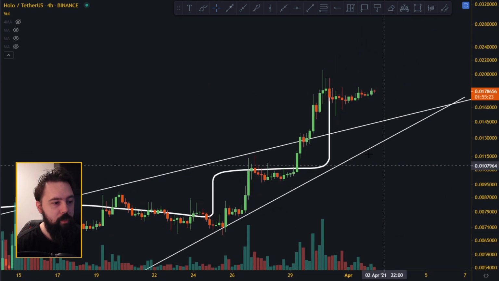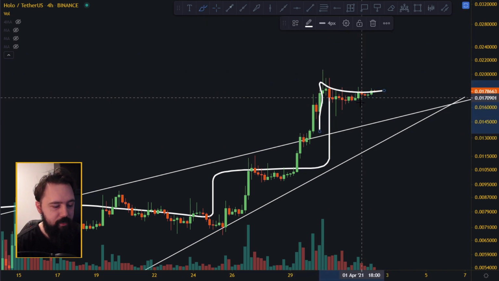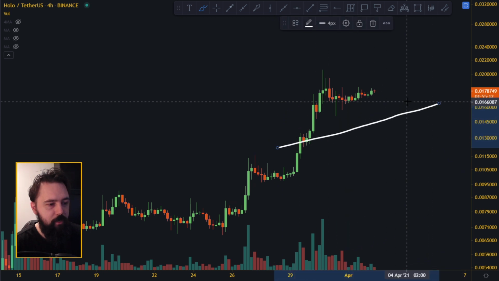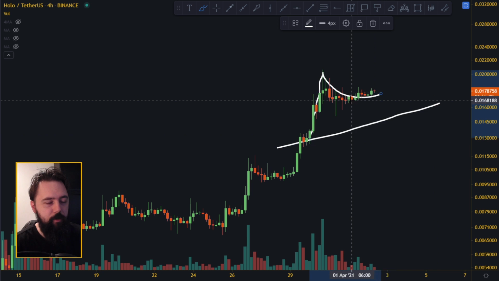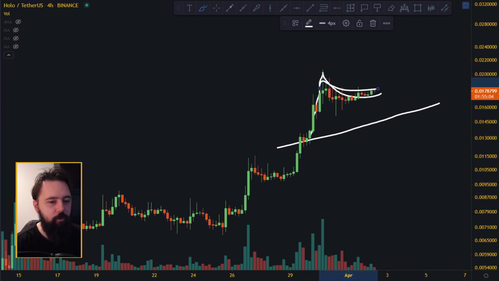You can see here, once Holochain exploded above the line up here, then it went sideways. So this here was the line, and it went above the line, and then it went kind of sideways. I'm not saying it's gonna go down to 0 something, but you're gonna get some kind of correction when it explodes, because it's gonna explode a lot.